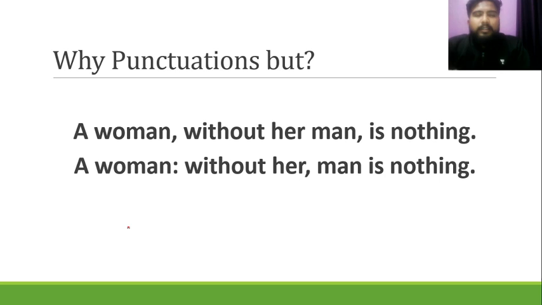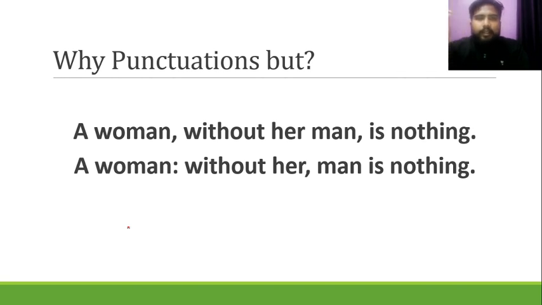Say for example, these two lines have similar meaning. A woman without her man is nothing. The wording is the same. The written language, the written format, font, everything is the same. But just by placing the commas here and there, you can change the meaning of those words completely. Now, how to do that?